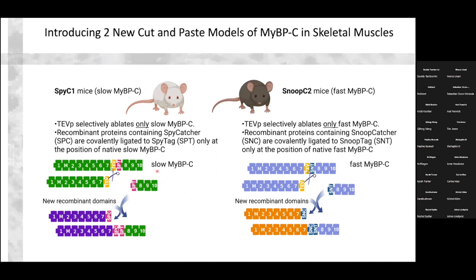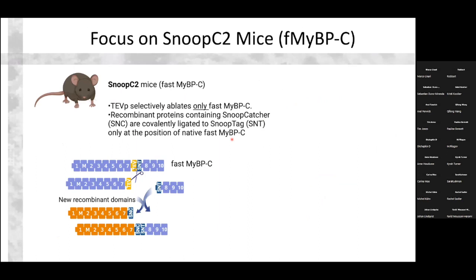everyone. So what we did was we engineered in a protease site, and then we engineered in a tag, a SPY tag or a SNOOP tag, in two lines of mice. One was SPY-C1 mice that hit slow myosin binding protein C, and the second is the SNOOP-C2 mice that have the mutation in the myosin binding protein C2 gene, and this encodes fast myosin binding protein C. But we're going to focus on the SNOOP-C2 mice currently for the experiments that I'm about to show you.